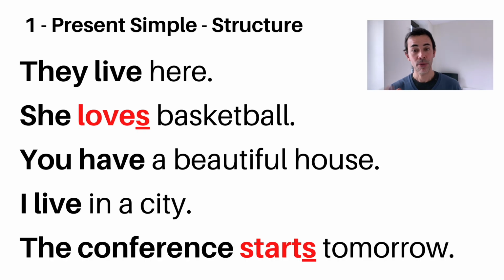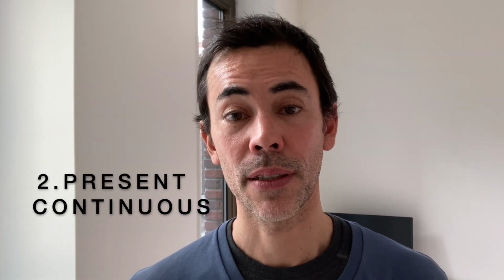So I hope you can see that the present simple is pretty simple. We just need to remember to add the s for verbs in the third person singular. That's he, she, it. Now practicing helps a lot. All right, that's the present simple. Let's get on to the present continuous now.